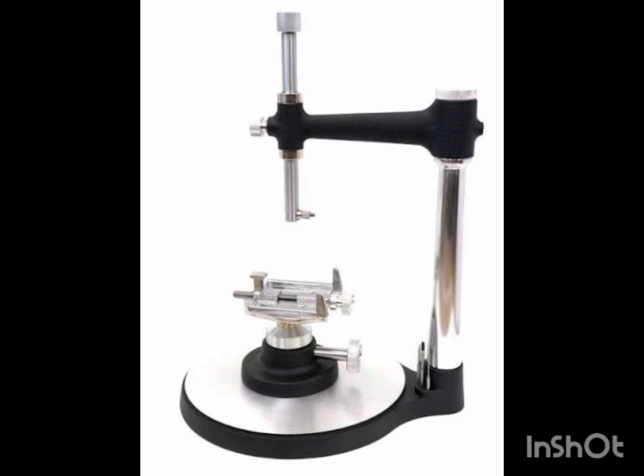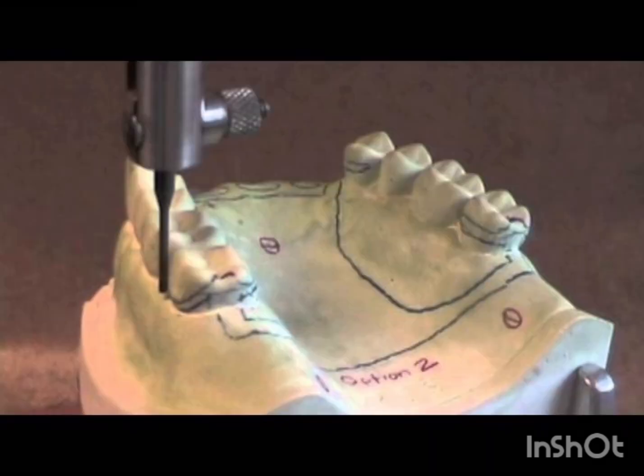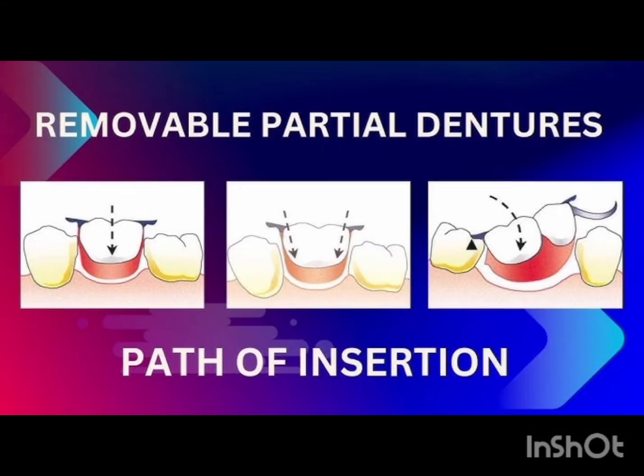Now, what exactly is a surveyor? A prosthodontic surveyor is a mechanical instrument used for determining the relative parallelism of the tooth surfaces and other structures on the dental cast. It helps in designing the removable partial denture by identifying suitable paths of insertion, undercuts, and guiding planes. Before fabrication of a removable partial denture, the dentist must evaluate the cast carefully.